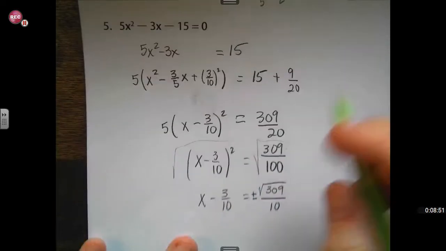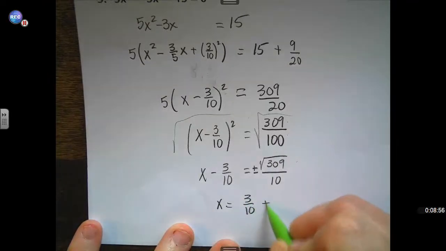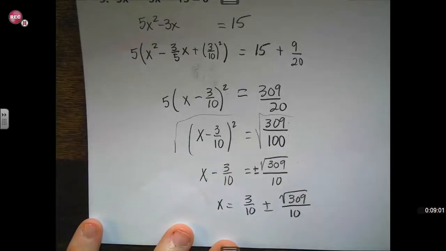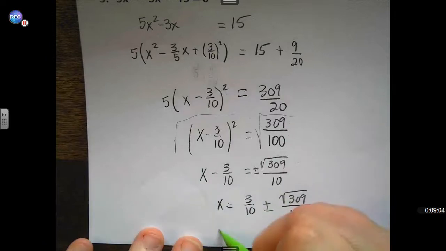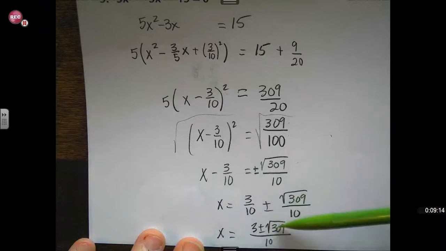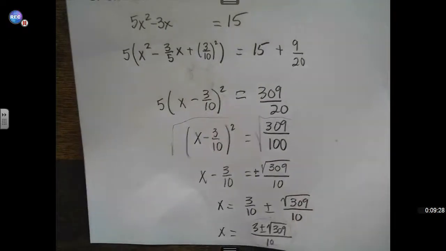Okay, and now I add 3/10 to each side. 3/10 plus or minus the square root of 309 over 10. And I have a common denominator. If I wanted to, I could write that as 3 plus or minus the square root of 309 all over 10. And when we go to use the quadratic formula to solve these things, this is the form we're going to put it in. The 3 plus or minus the square root of 309 all over 10. And that's coming up in the next section.